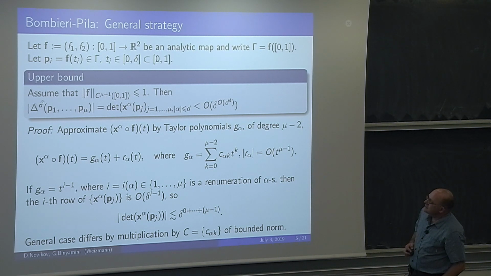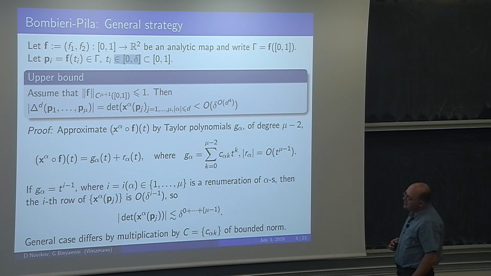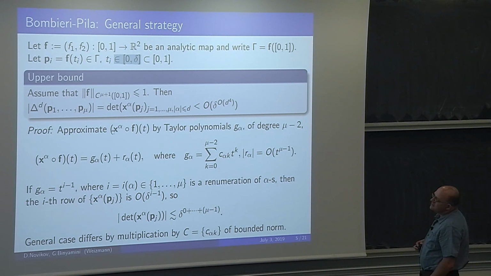interpolation determinant. So again, we have this curve as before. We take points p_i, which are parameterized by values of the parameter on a small interval, and we get this statement. Okay, and what is the proof? You approximate these monomials. So we should evaluate these monomials at these points.